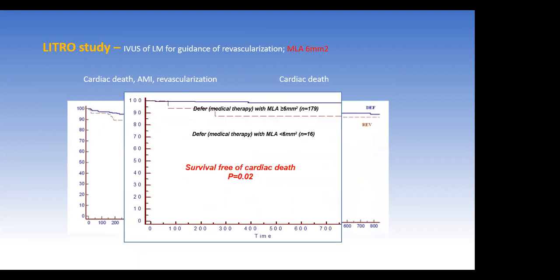However, when we look at a small subgroup, and again, this is the problem with all the literature, trial and all the intracoronary imaging trials have relatively small numbers. If they look at the patients that have MLA more than 6 and they're on medical therapy versus those that have MLA less than 6 millimeters square, there was a statistically significant difference in cardiac death. This is the evidence that we're using to identify patients with the angiographically borderline left main to decide whether they would benefit from revascularization or whether they are better served with continued medical therapy.